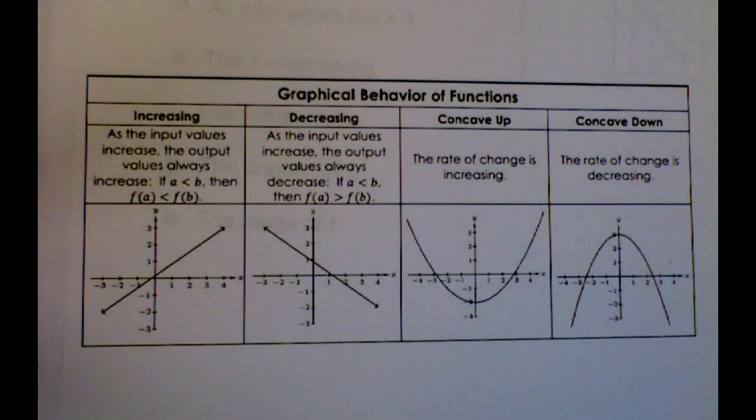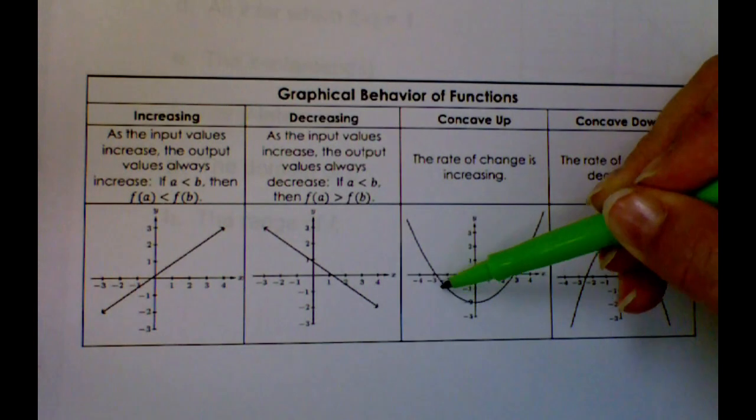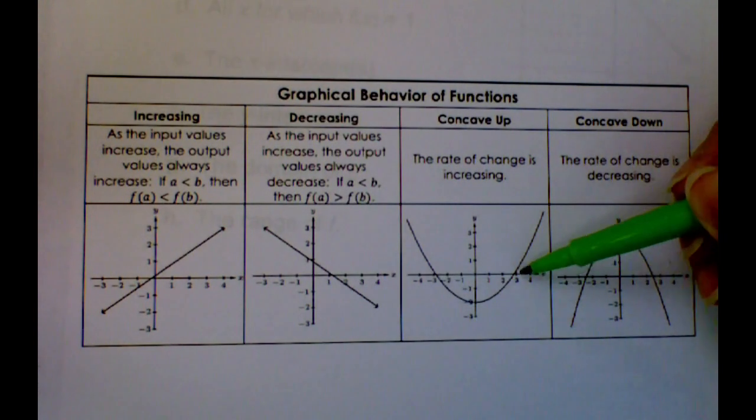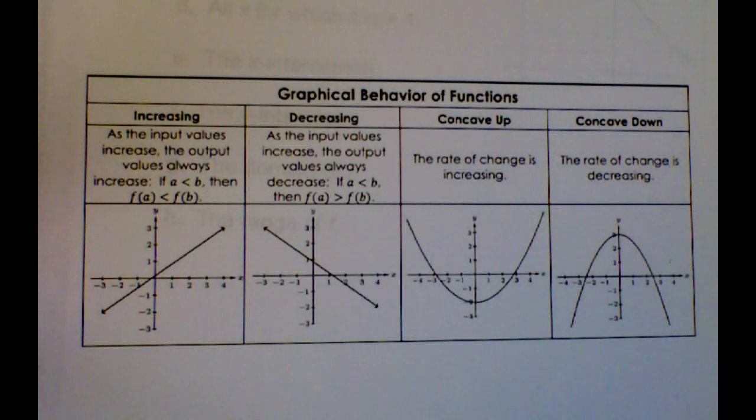Then we have these new words about concavity. A graph is concave up if the rate of change is increasing. So if you think about this, we're going down, down, down, down, down, but it's kind of flattening out, and then up, up, up, up, up, and it's getting steeper. The rate of change is getting bigger the whole time. I also think of concave up as like this would hold water like a cup. Concave down, the rate of change is decreasing. It's kind of like your flipped over cup.